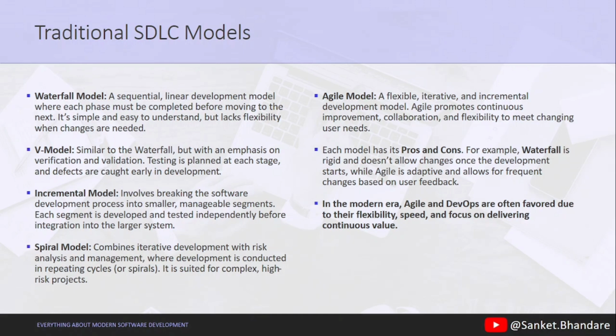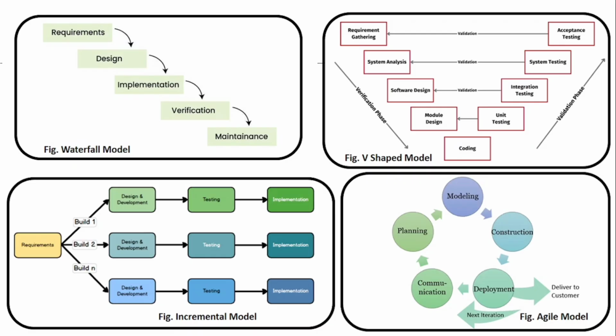Each model has its pros and cons. For example, waterfall model is rigid and it doesn't allow changes once the development starts, while agile is adaptive and it allows for frequent changes based on user feedback. So in the modern era, agile and DevOps are often favored due to their flexibility, speed and focus on delivering continuous value to the customers. And here you can see the agile model, which has a similar methodology to DevOps.